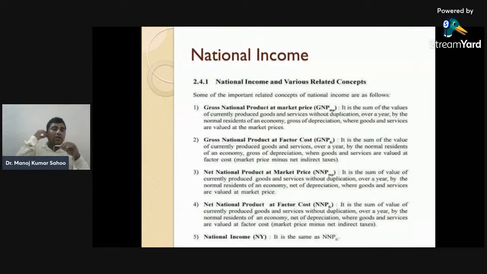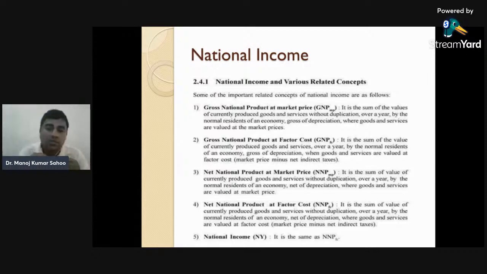Now, net national product, NNP at market price. When we deduct the depreciation charges from the GNP, we get the NNP. So NNP, the net national product, is the sum of the value that is currently produced in our country over a year minus the depreciation charges. That is called the NNP at market price. Now the question is, what is depreciation? Depreciation means the wear and tear charges, the fall in value of fixed assets.